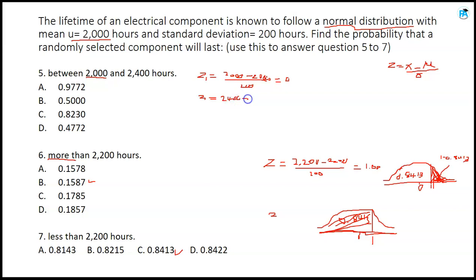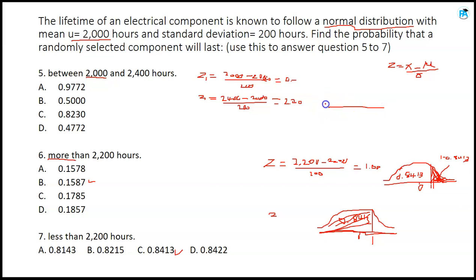2400 minus 2000 divided by what? 200. When you do this, you should get 2, isn't it? That's 2.00. 2 is the same as 2.00, okay. 0 is the same as 0.00, okay. So, to do this, when we say area between, it said between, okay.